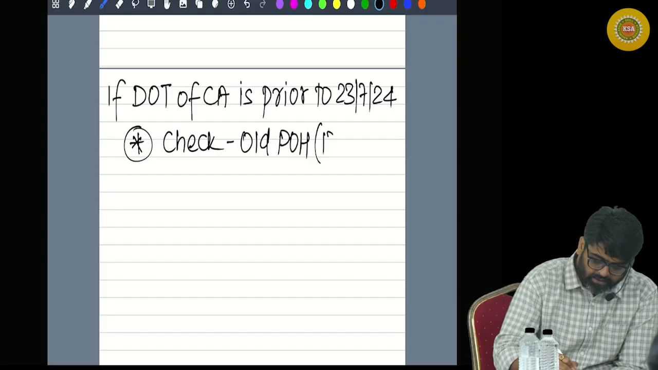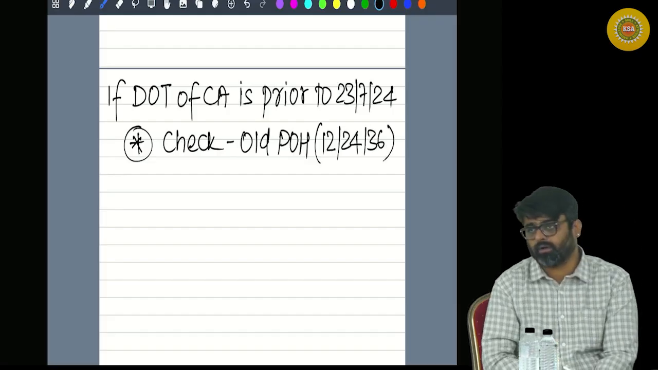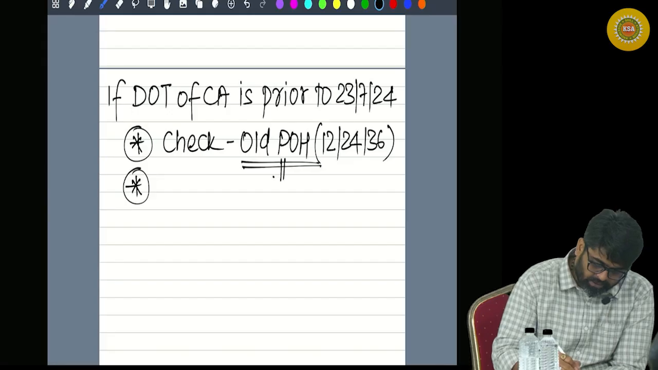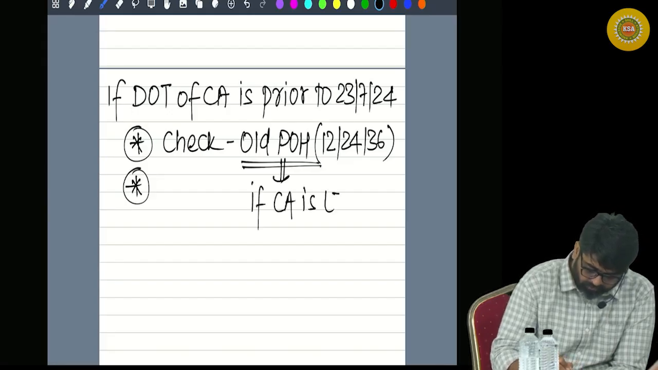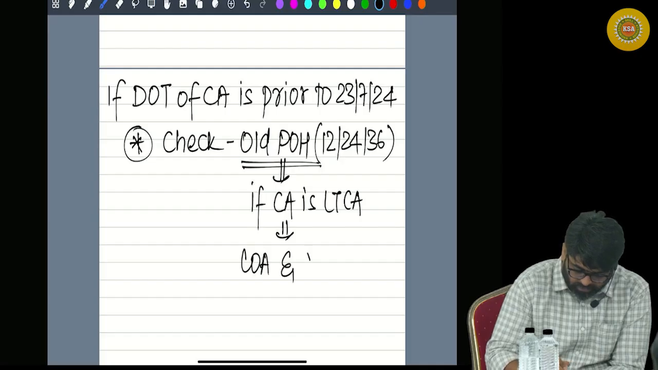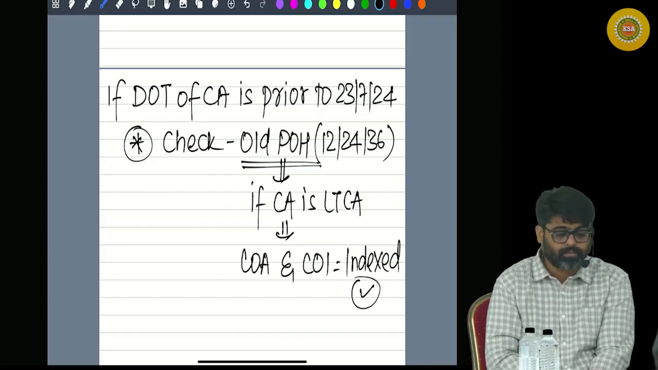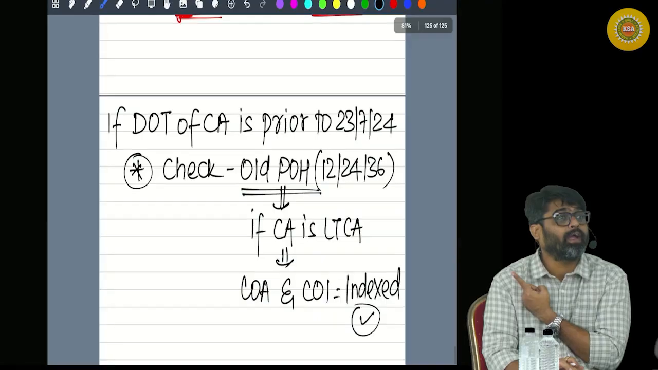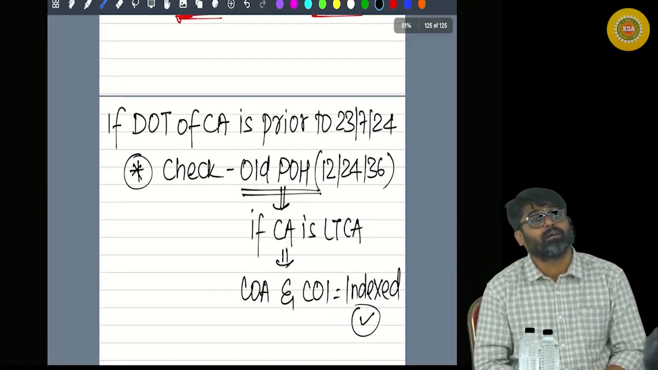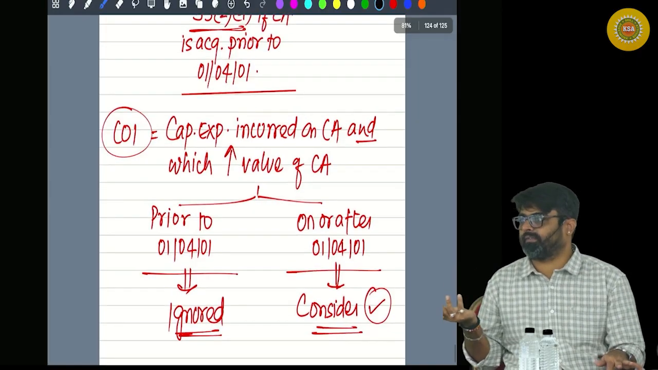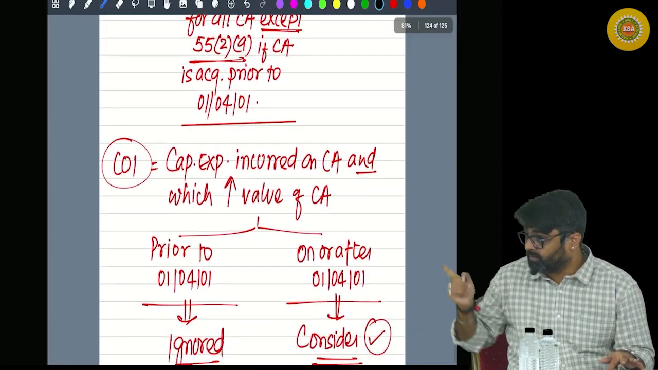Old period of holding, that is 12, 24, 36. Yes or no? Based on this period of holding, if the capital asset is long term, then the cost of acquisition and cost of improvement are to be indexed. Will you remember this? While calculating the capital gain, you are supposed to check this also. You identified the cost of acquisition and cost of improvement properly. Now you have to index both of them.